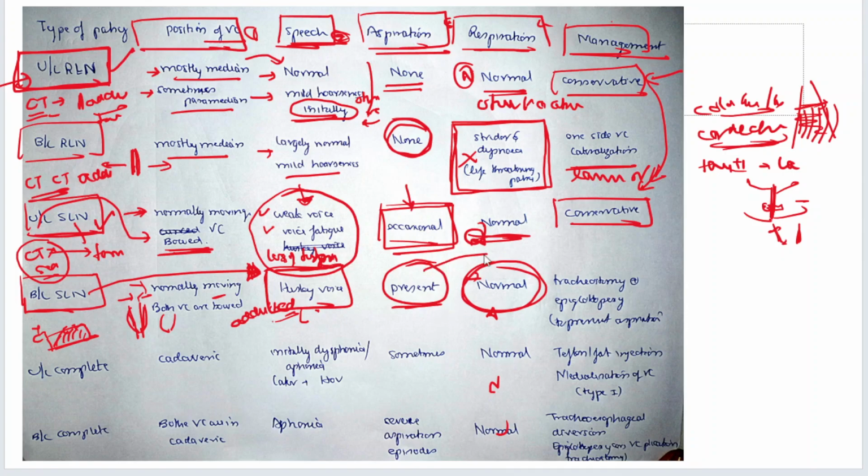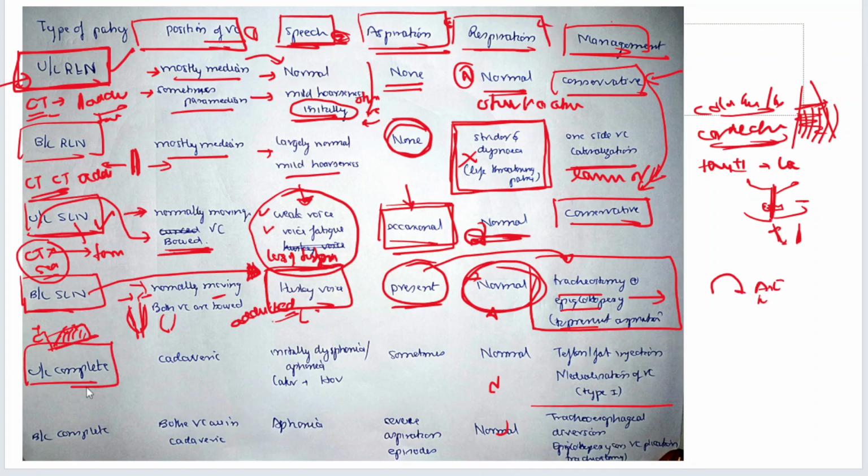What is the goal of the treatment? To prevent aspiration. How? You don't go for a huge procedure like tracheoesophageal diversion. You try to solve it by doing a tracheostomy plus epiglottopexy to prevent aspiration. Epiglottopexy, as we have seen, is suturing the epiglottis to the epiglottic folds and arytenoids.